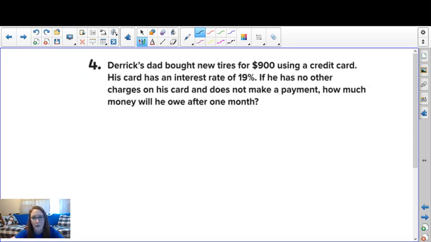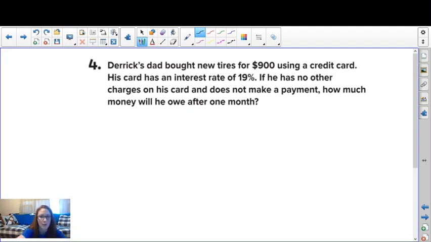Eric's dad bought new tires for $900 using a credit card. His credit card has an interest rate of 19%. Yes, 19%. Credit cards are evil. If he has no other charges on his card and does not make a payment, how much money will he owe after 1 month?